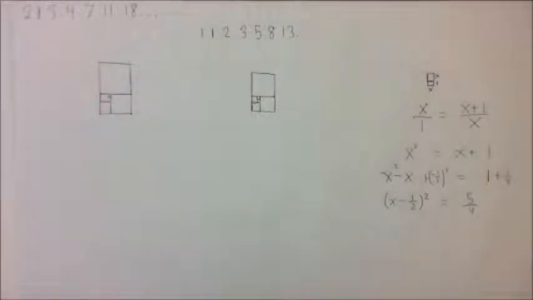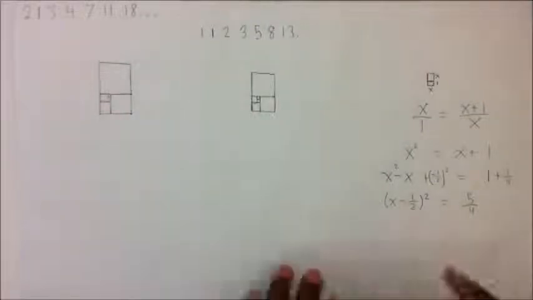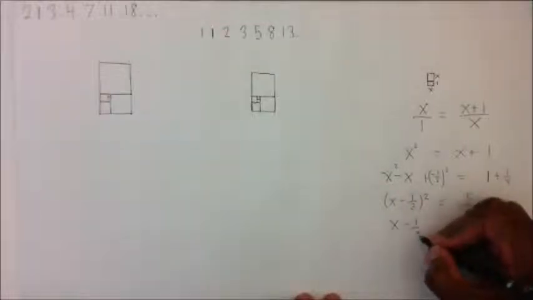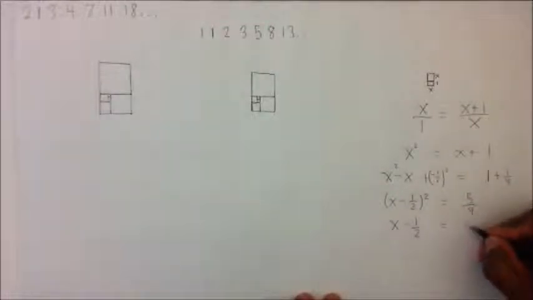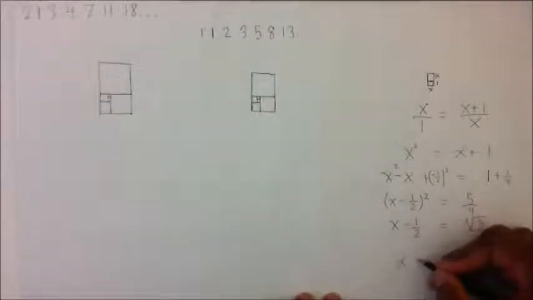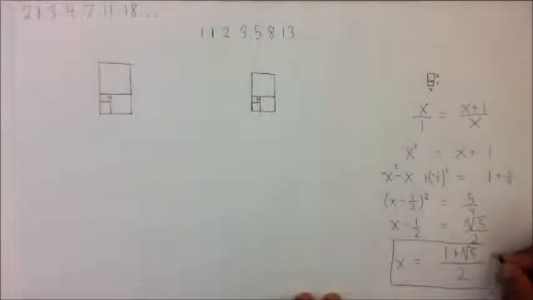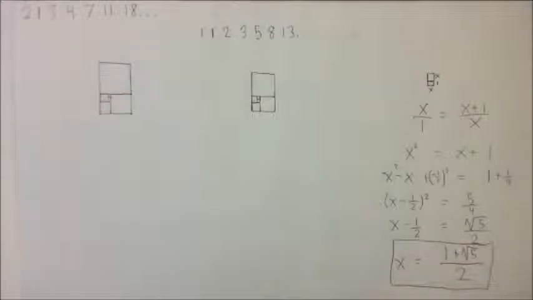Now I'm going to take the square root, in which case I'm going to get a positive and negative number. I'm only interested in the positive, so I'll just take the positive square root. So x minus 1/2 is equal to the square root of 5 over 2, in which case x is equal to 1 plus the square root of 5, all divided by 2. And that is the golden ratio, which equates to around 1.618 or so.